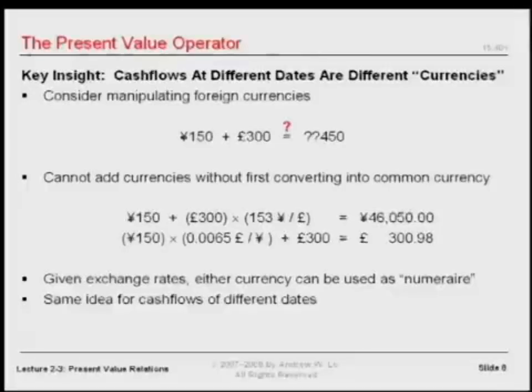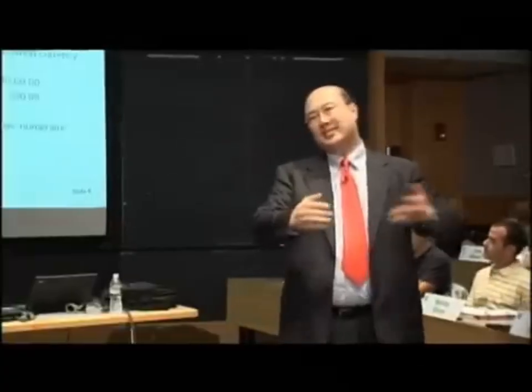Obviously, if you want to add the two, you know that you have to convert them to the same currency, right? So 300 pounds converts to a certain number of yen, and so when you add that up, you get 46,050 yen. Or if you want to convert it to pounds, it converts to 300.98 pounds sterling, right? Those numbers make sense. The reason they make sense is because they're in the same units.